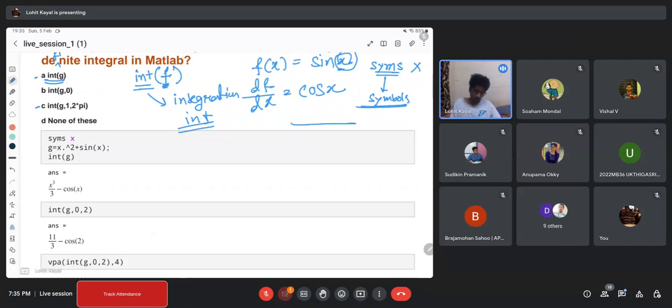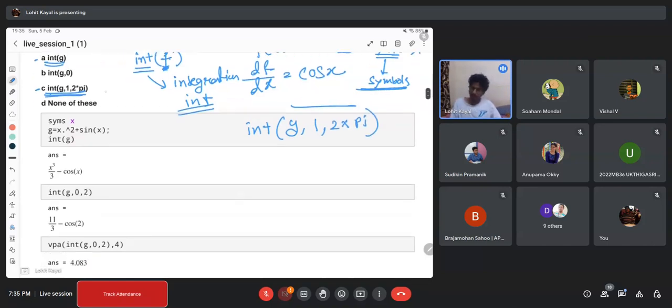All right. Now, if I want to find a definite integration for some limit, this is the correct syntax: int g, this is the lower limit 1, and this is the upper limit 2 star pi. So you have to write like this. In our common mathematics language, the interpretation will be the integral from 1 to 2 pi of g(x) dx.